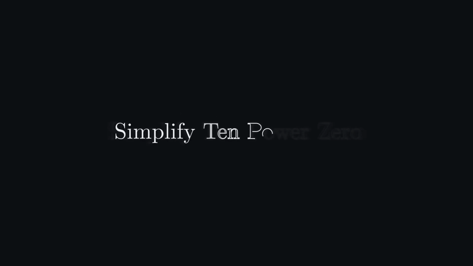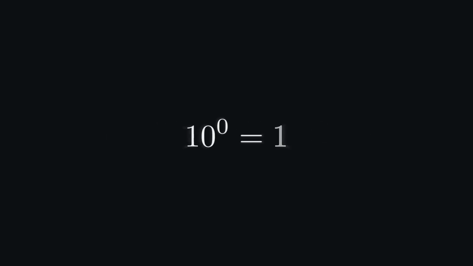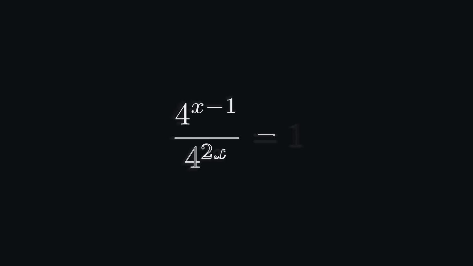Let's simplify 10 to the power of 0. We know that 10 to the power of 0 equals 1. Now, we can write the result of our equation. This gives us 4 raised to the power of x - 1 over 4 raised to the power of 2x equals 1.